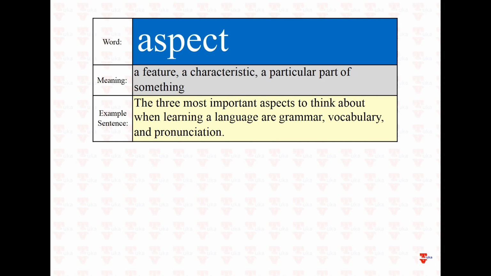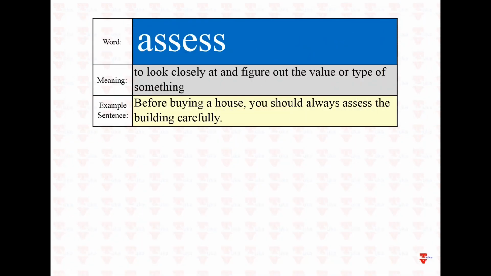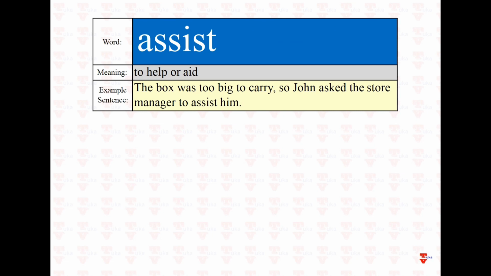Aspect. A feature, a characteristic, a particular part of something. The three most important aspects to think about when learning a language are grammar, vocabulary, and pronunciation. Assess. To look closely at and figure out the value or type of something. Before buying a house, you should always assess the building carefully.